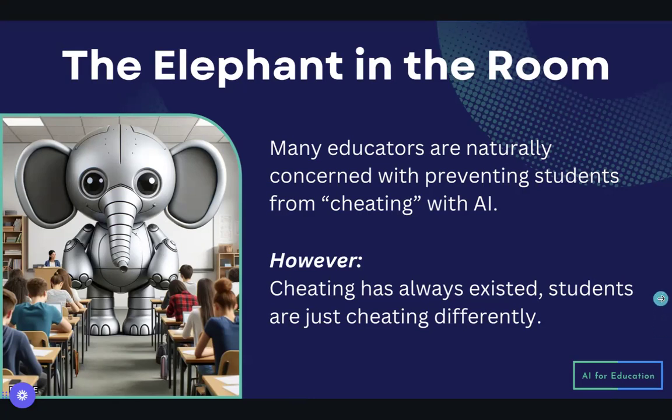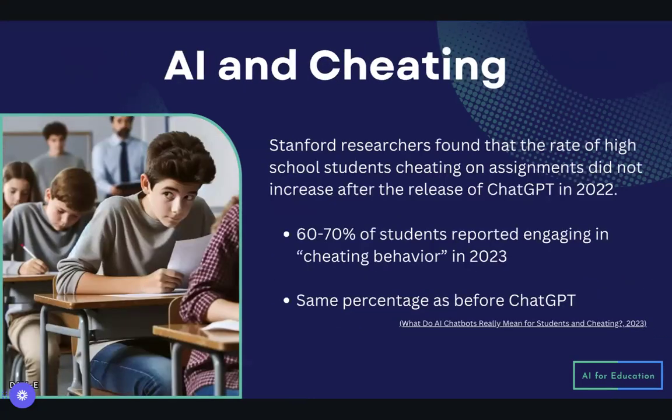And we have some evidence to support this, namely the Lee and Pope study, Victor Lee and Denise Pope out of Stanford here in the US. They were already conducting studies on academic dishonesty and found that in 2023, which was the year after ChatGPT was released in November of 2022, 60 to 70% of high school students that they surveyed responded that they had engaged in some kind of cheating behavior in 2023. And this number was statistically insignificant from the percentage that they had discovered in 2022. So it's not that students are cheating more, it's that they're cheating differently.